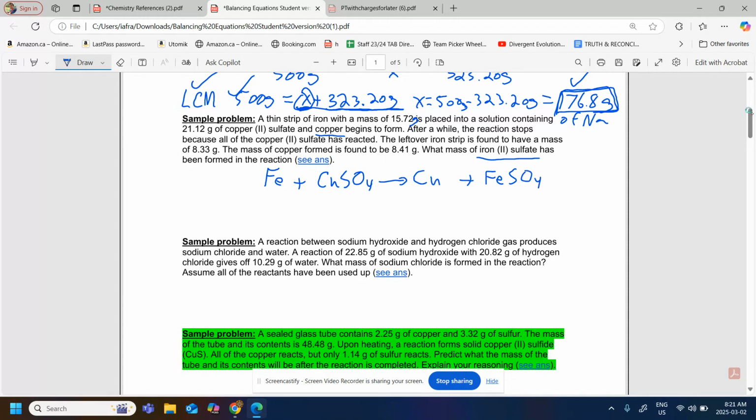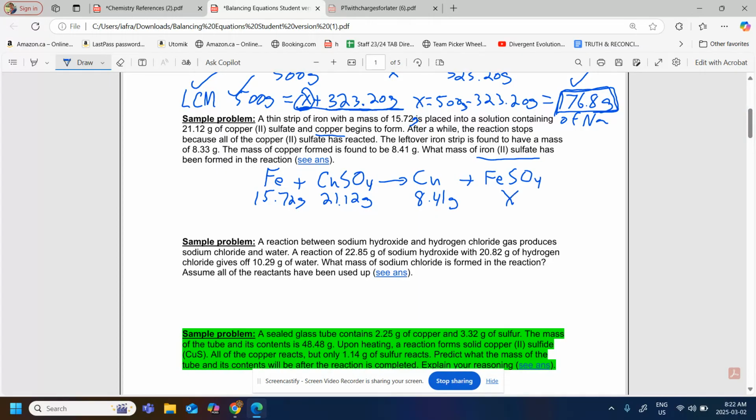So we're told that we had 15.72 grams of iron, and for copper 2 sulfate, we had 21.12 grams of copper 2 sulfate. And it says that the mass of copper that formed was 8.41 grams. And we want to know how much iron sulfate was formed.